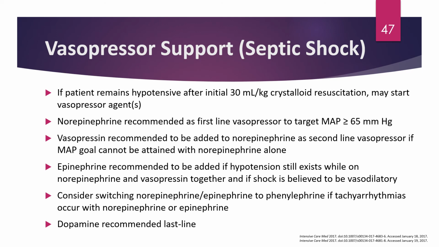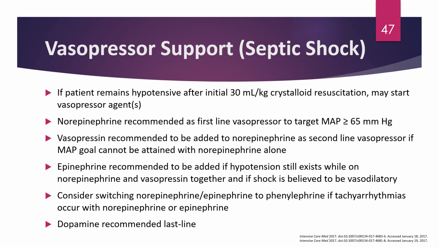How does it work with septic shock? If a patient's hypotensive after their initial 30 mLs per kilo of NS or LR crystalloid resuscitation, you can start vasopressor agents. The one with the most data associated with it is norepinephrine, and that's the one we usually use as first-line agent to target a MAP of greater than or equal to 65. Usually the second line that we recommend is vasopressin. It can be added to norepinephrine as a second-line vasopressor if the MAP goal cannot be attained by norepinephrine alone.